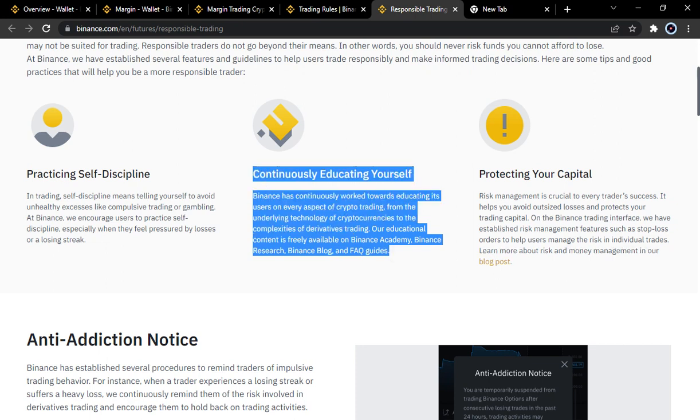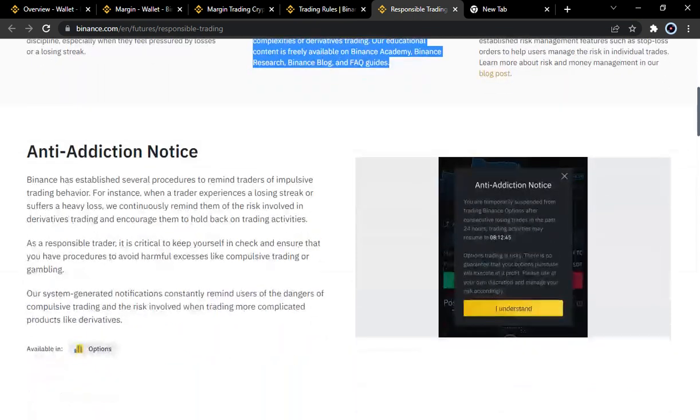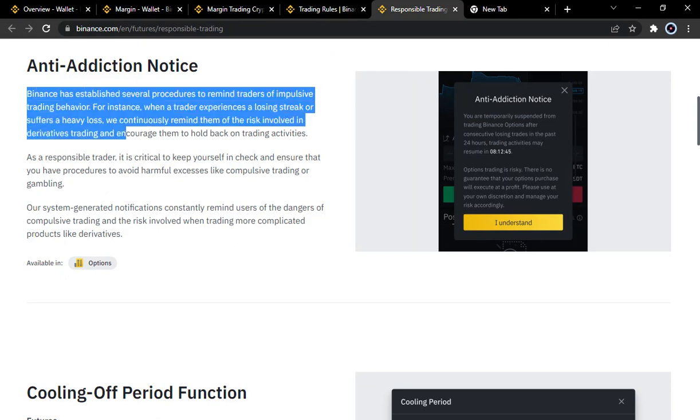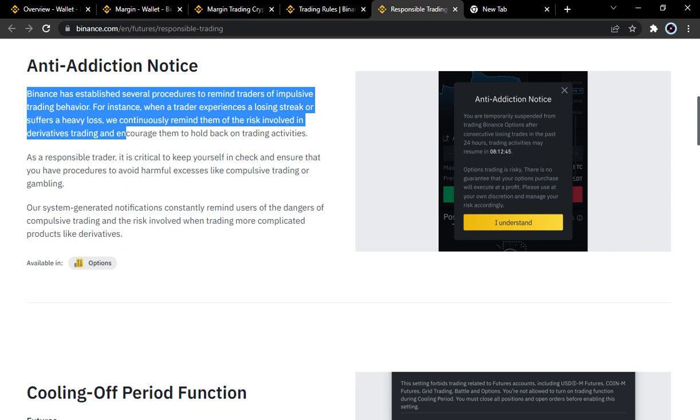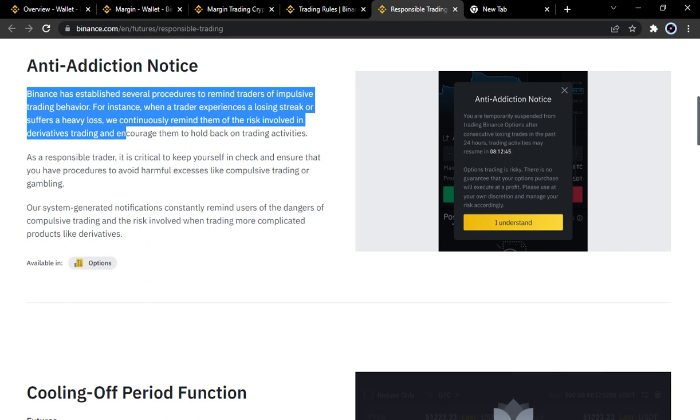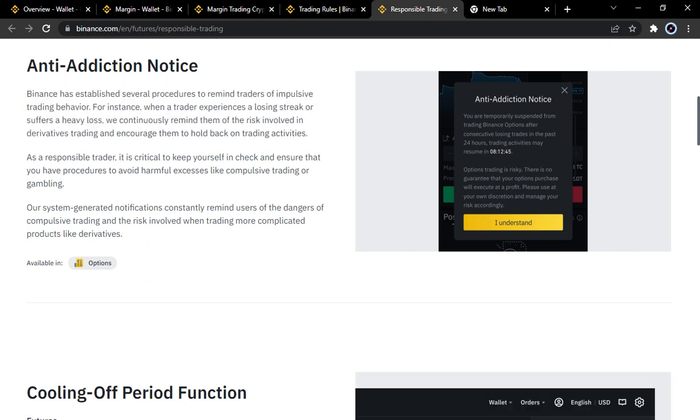Also, continuously educating yourself will help a lot for you to use Binance margin trading successfully. You also want to protect your capital, as risk management is very important when using the Binance platform. As anti-addiction measures, Binance has established several procedures to remind traders that impulsive trading behavior is not good. For instance, when a trader experiences a losing streak or suffers a heavy loss, we continuously remind them of the risk involved in derivatives trading and encourage them to hold back on trading.